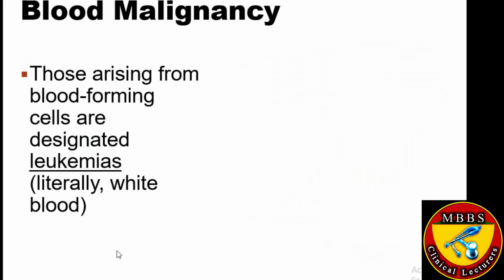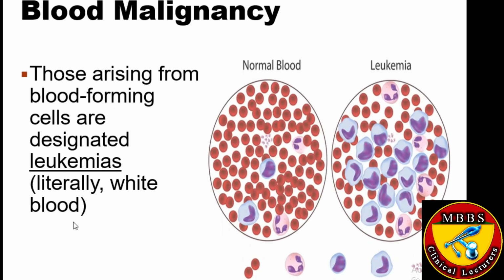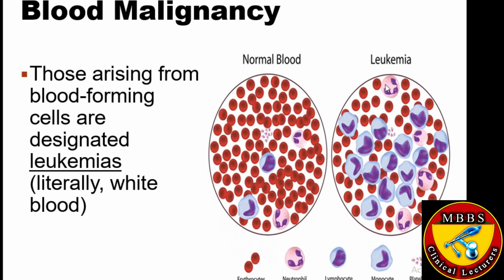Blood malignancies, I told you, if they are malignancies arising from the blood-forming cells, that is the stem cells, the colony cells which are forming RBCs and platelets, they are known as leukemias. So normal blood cells, but if you see the leukemic cells, the white blood cells, they are turning into blast cells, that is larger, bigger cells, with abnormal architecture and abnormal function, so we call them leukemic cells.